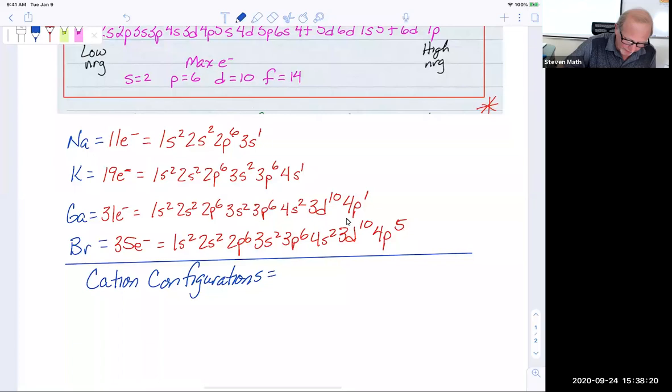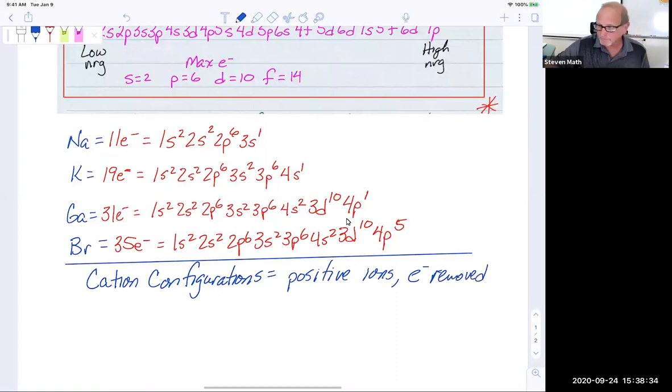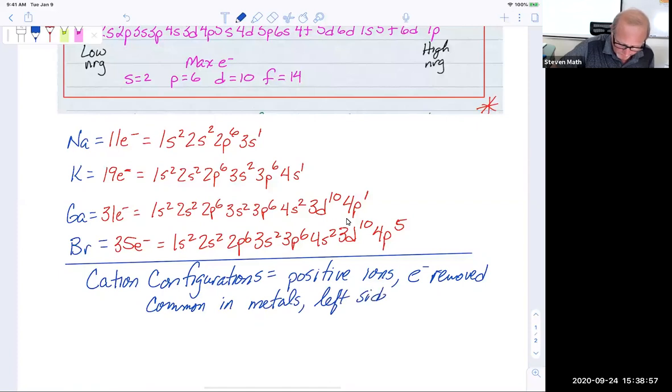For cation configurations, these are positive. These are positive ions, and they've had electrons removed. So in this case, we've taken electrons off of these. Now, this happens very commonly. This is very common in metals. Metals are on the left side of the table, left side of the periodic table.